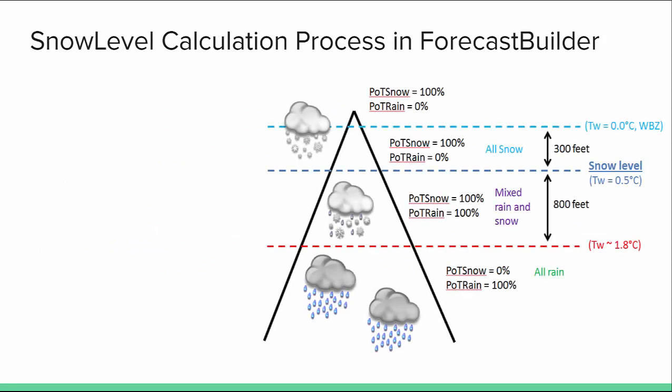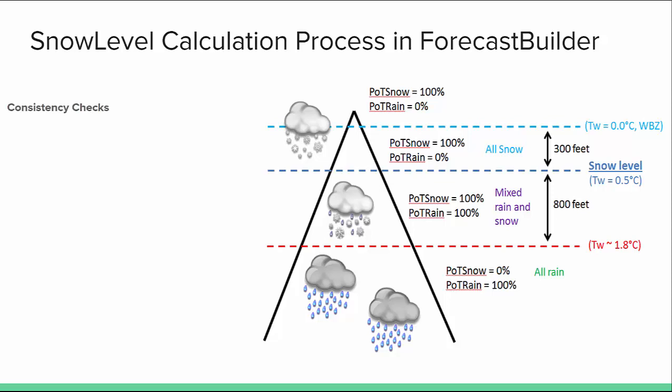All right, let's talk about the snow level calculation process. First, a little review. Here's the diagram that we've shown for several releases of ForecastBuilder, but it really is nice and clean and tells you what's going on with the snow level process. You go with all snow all the way up until about a 0.5 degree C wet bulb. For about an 800-foot zone from that snow level down, you're going to get this mixed rain and snow zone, which gets applied 100% to both your probabilities for snow and rain. And then once you get beyond 800 feet down from the snow level, you get to all rain.